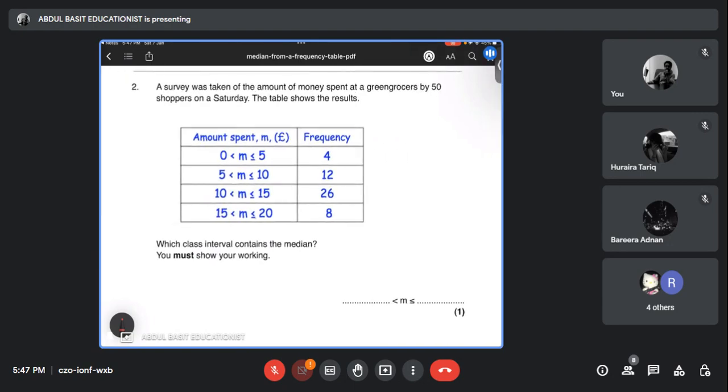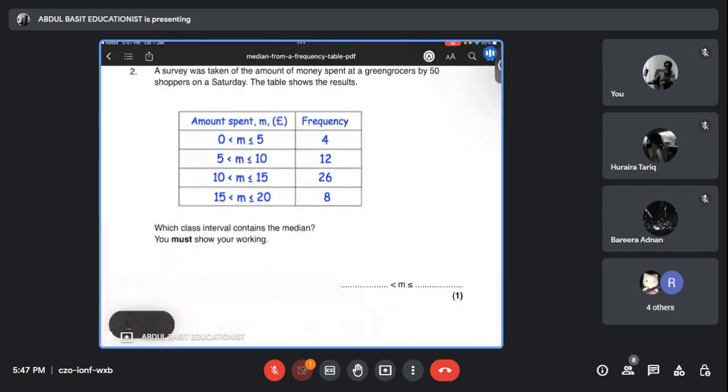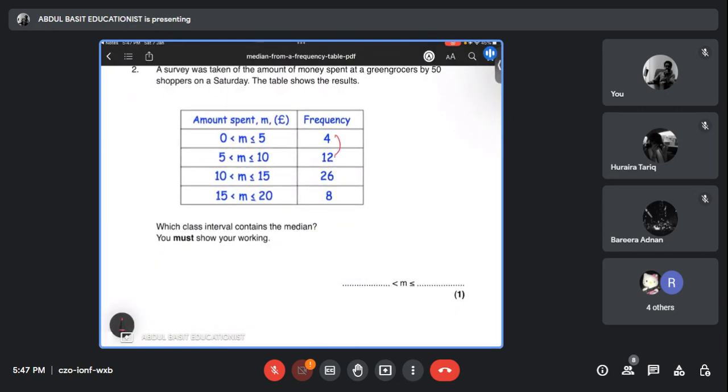Okay, now they say that which class interval should contain the median. I'm straight away reading the question. So Hurera, beta, what we have to do? We have to add all the frequency. 4 plus 12 is 16. 16 plus 26 is what? 42 plus 8 is 50, right, Hurera? Yes, sir.